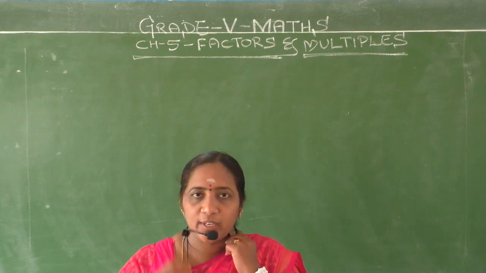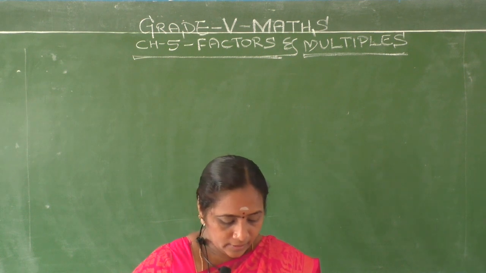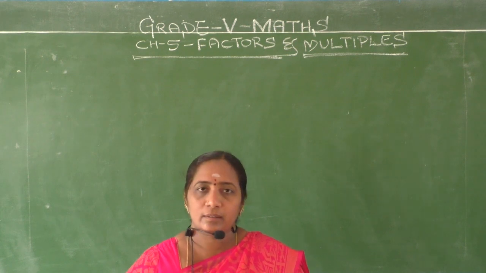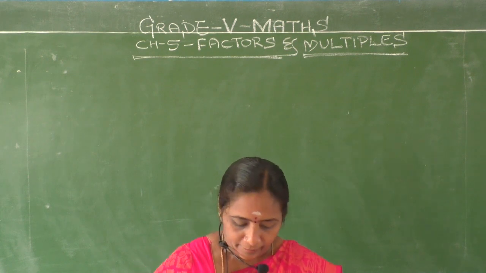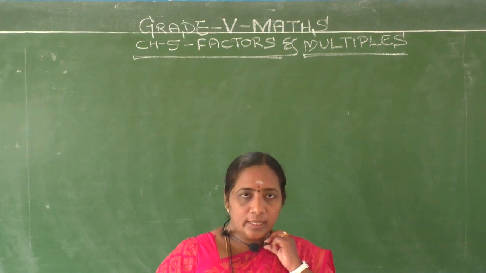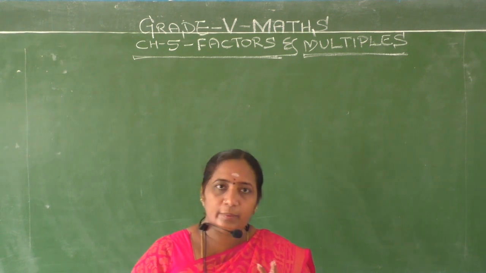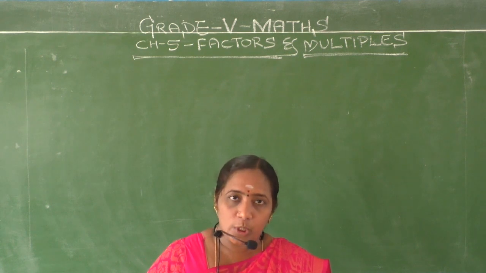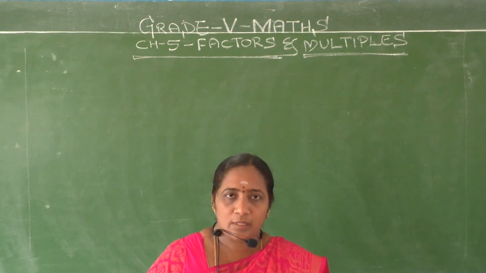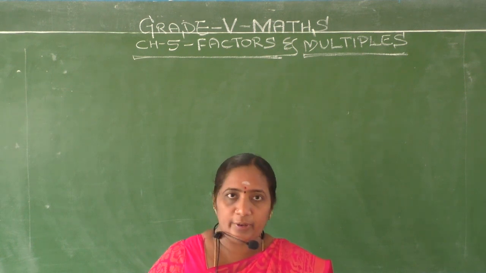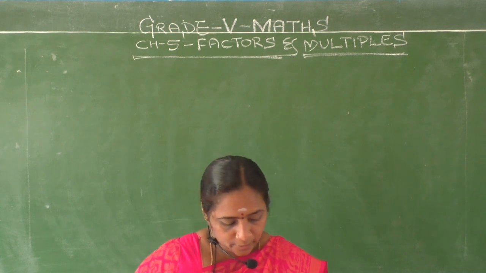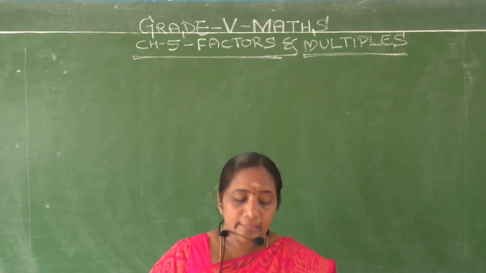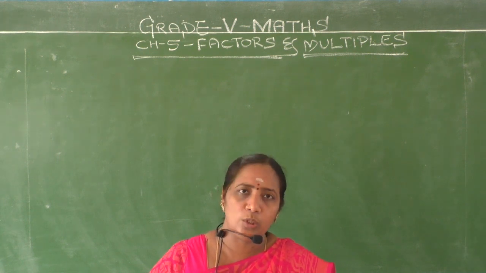In our previous video class, we saw exercise 5.1, which was about multiples. Today we are going to see what a prime number is, what the meaning of prime numbers is, twin prime numbers, composite numbers, and co-prime numbers. All of that we are going to see in this video, Exercise 5.2. In this video we are also going to see the divisibility rules.